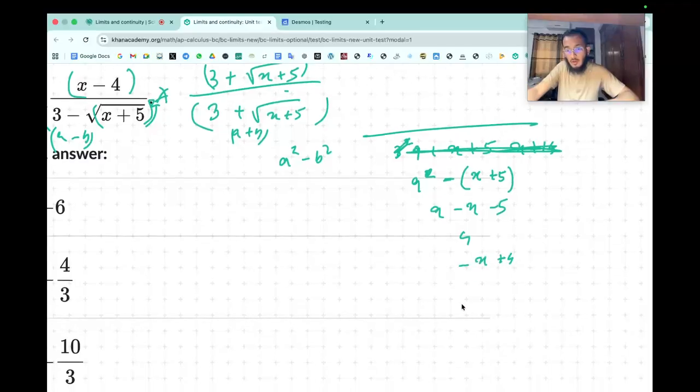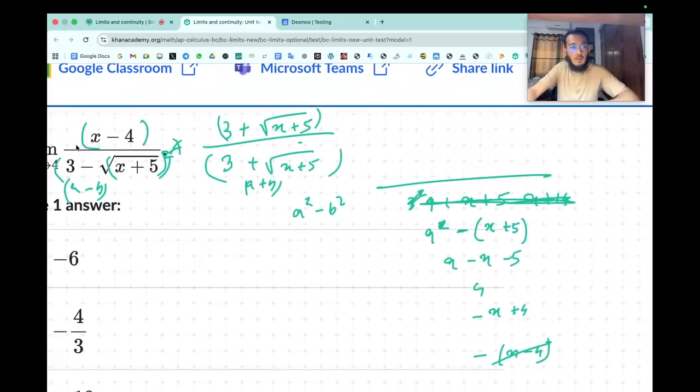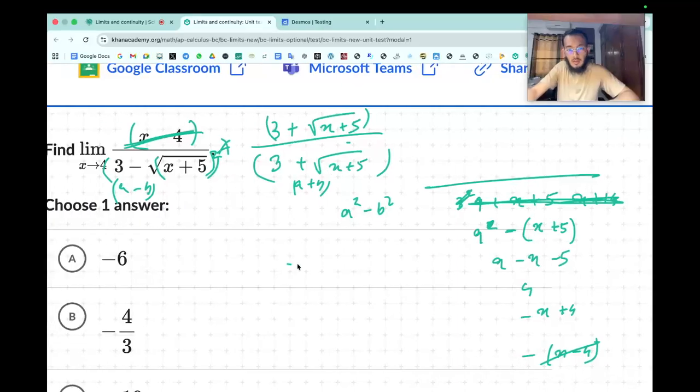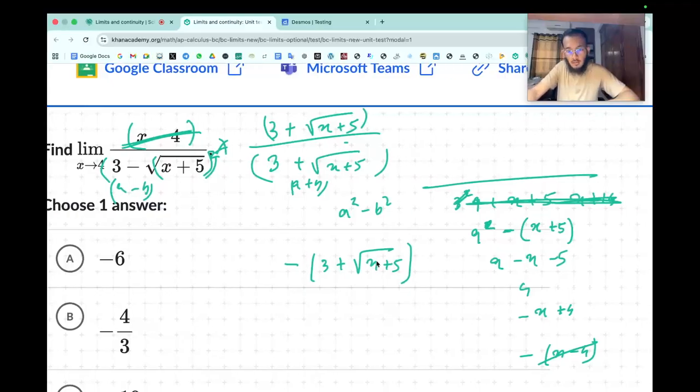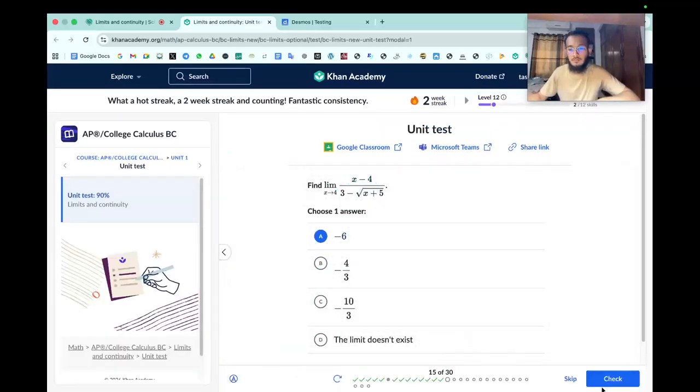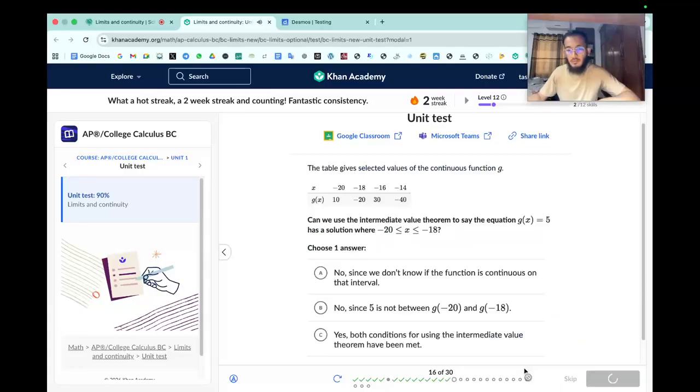And if we take minus common here, we get x minus 4. Now we can cross this out with this thing. But we have a minus. So on the numerator, we have 3 plus root x plus 5 because of this minus. And now we plug in 4 here. So it's 9, root 9 is 3, negative 3 plus 3, negative 6.